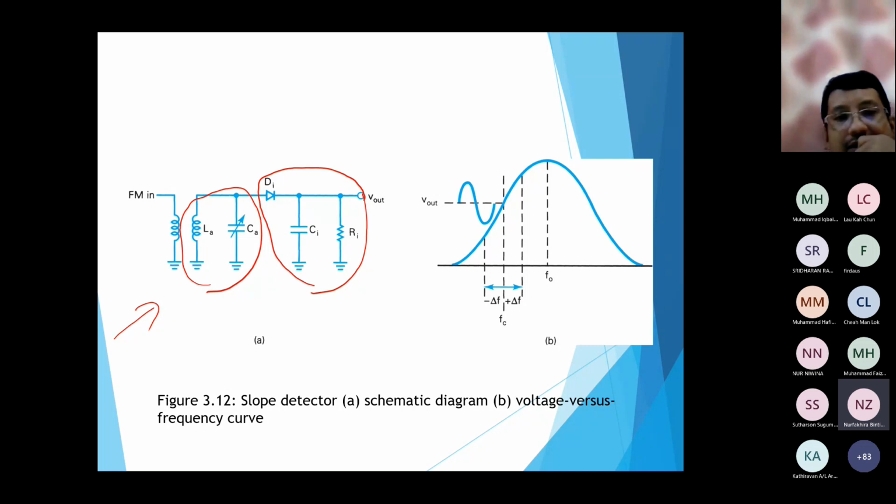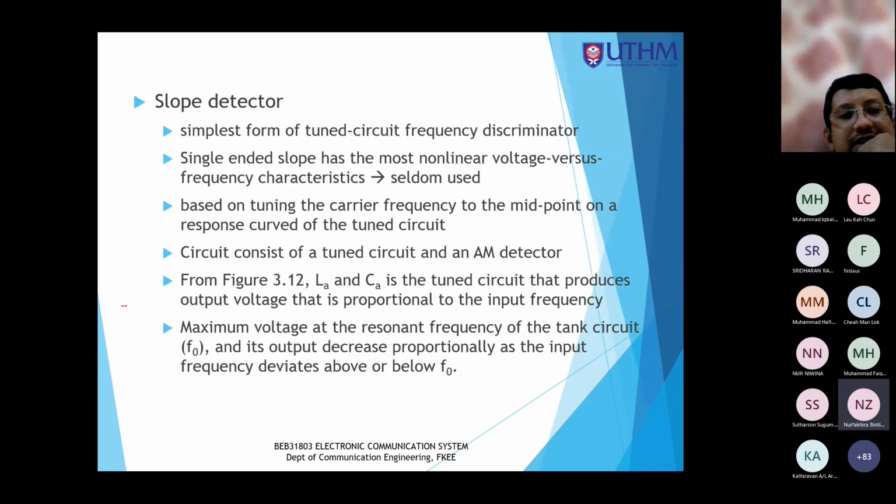And you see that LA and CA are the tune circuit that produce the output voltage proportional to the input frequency. Okay, and you see that the maximum voltage is at the resonant frequency of the tank circuit, FO, and its output decreases proportionally as the input frequency deviates above or below the FO. So FO is the resonant frequency.